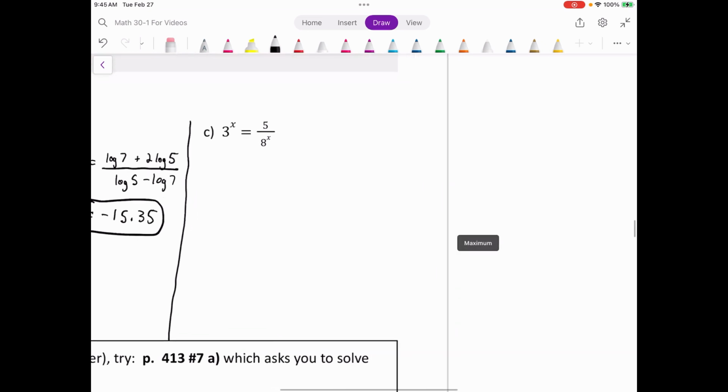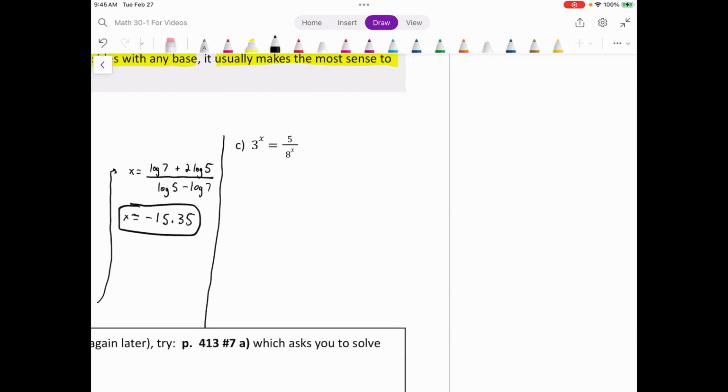So let's move on to C here. Same thing again, right? Now we still have x being exponentiated. It's happening in a denominator here, though. So what we could do, we could work on simplifying this a bit or rethinking about it. We could write it as 5 times 8 to the negative x if we wanted. But I might just jump in here and take the log of both sides. So log of 5 over 8 to the power of x. Just took the log of both sides.